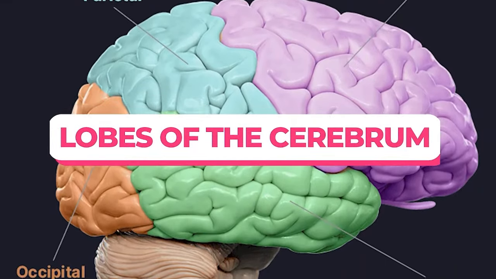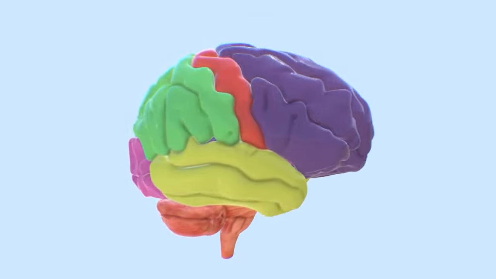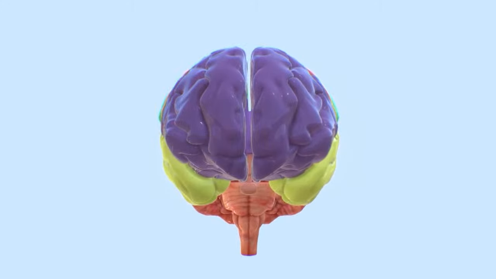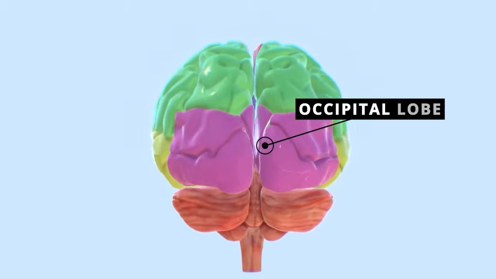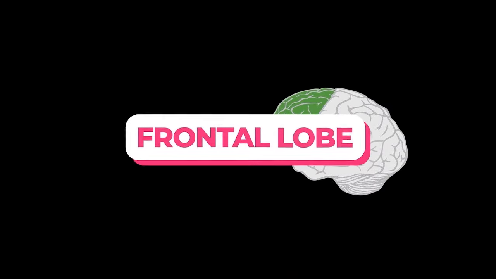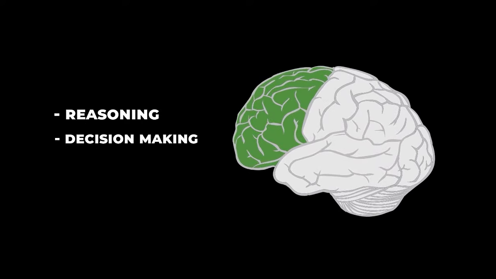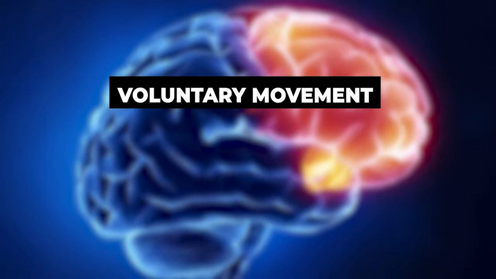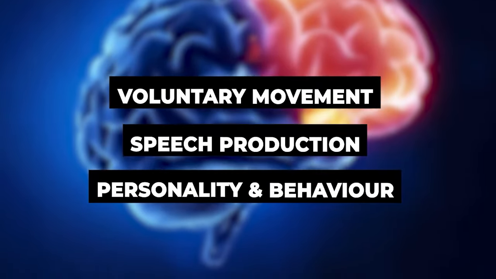Lobes of the cerebrum. The cerebral cortex, the outer layer of the cerebrum, is divided into four main lobes: frontal lobe, parietal lobe, temporal lobe, occipital lobe. Frontal lobe, located at the front of the brain, it's responsible for executive functions such as reasoning, decision-making, planning, and problem-solving. It also oversees voluntary movement, speech production, and aspects of personality and behavior.